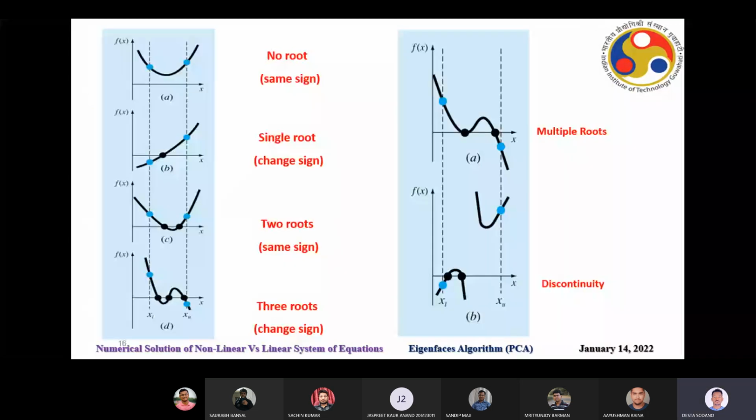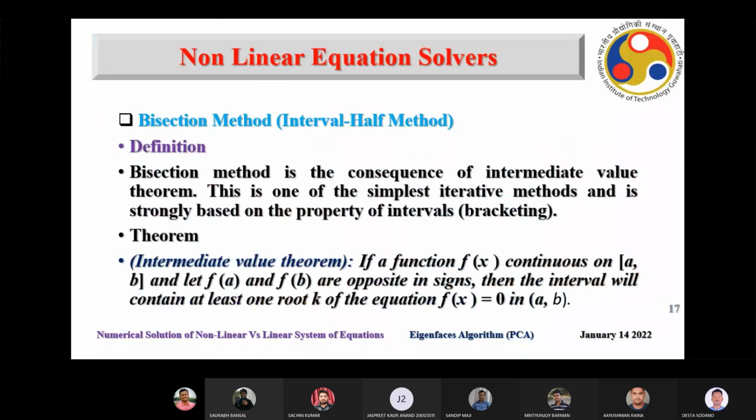These are the characteristics of the bracketing method. For example, the first one is the graph of a function f(x) with no root. The second one has a single root, then two roots. If it becomes three roots, that is multiple roots. Also the function can become discontinuous. This is what the bracketing method, or half interval method, is based on.